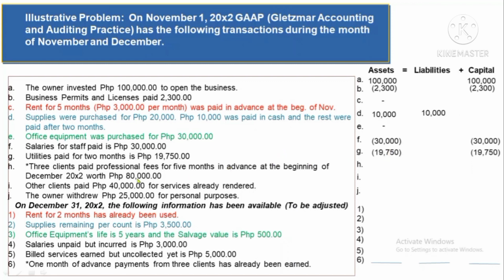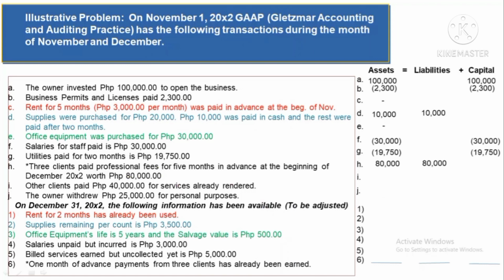In letter H, 3 clients paid professional fees for 5 months in advance at the beginning of December 20x2, or the second month in our illustration, worth 80,000. This advance payment is considered as deferred revenue, right? Where we receive cash first before we do some service or deliver products. So what do we do with this? Of course, we're going to increase the assets by 80,000, but we are also going to increase our liability account. We have 80,000 also. Now, we are not required to pay cash in the future to settle this liability, but we must provide in the future some goods or services to these clients.